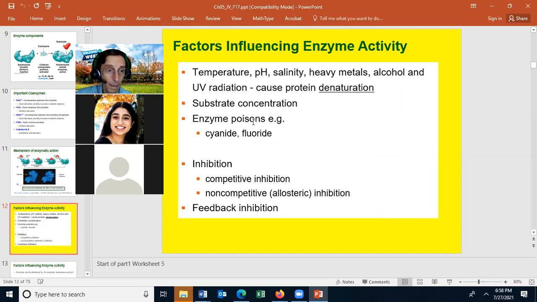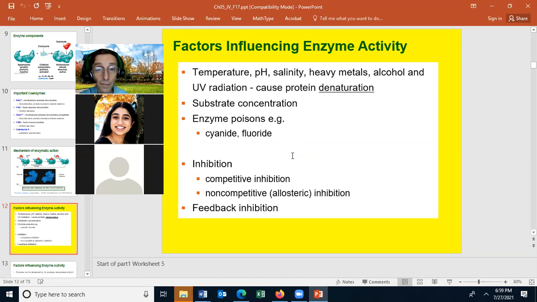All right. Let's go on and talk about the different factors that can influence the activity of an enzyme. Enzymes don't work in a vacuum. They have to work at the correct temperature, the correct pH, the correct salinity, the correct heavy metals. Generally, they work without alcohols, without UV radiation, because all of these can cause the protein of an enzyme to denature. And if the protein denatures, the enzyme will not function, at least at the optimal rate, if it functions at all.